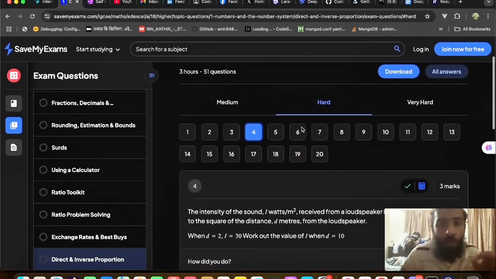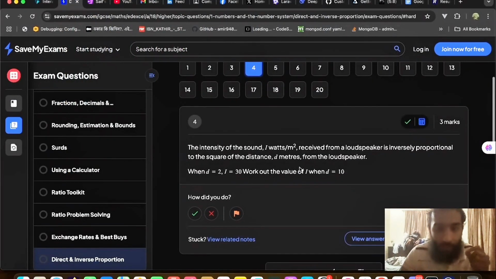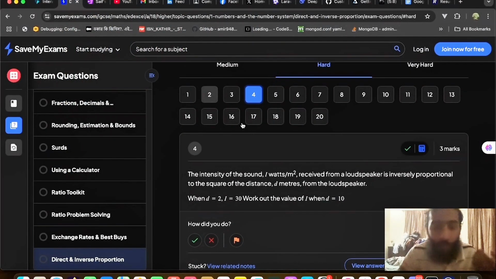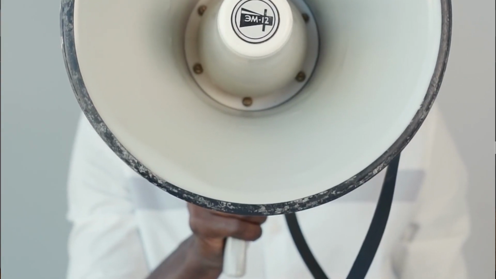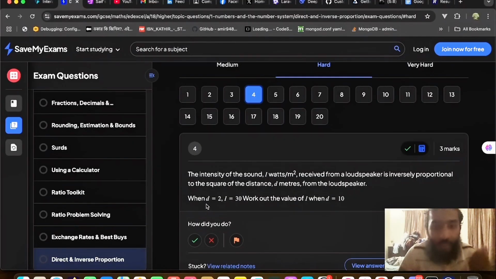Now if I focus on problem number 4 of the hard category, this is similar to problem 2 but it's a worded problem. So let's read it. It says the intensity of the sound, I watts per meter square, received from a loudspeaker is inversely proportional to the square of the distance d meters from the loudspeaker. When d is 2, I is 30. You have to work out the value of I when d is 10.